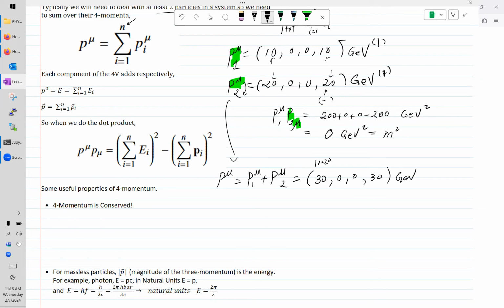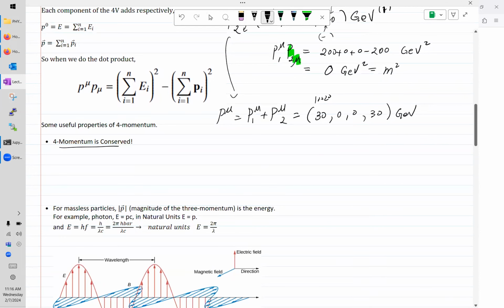Some useful properties for momentum, just like 3 momentums, right? Momentum is conserved, hopefully, okay? Just like when I have a car run into a truck, and then you conserve the momentum so you can actually predict one of the directions of the resultant vehicles.